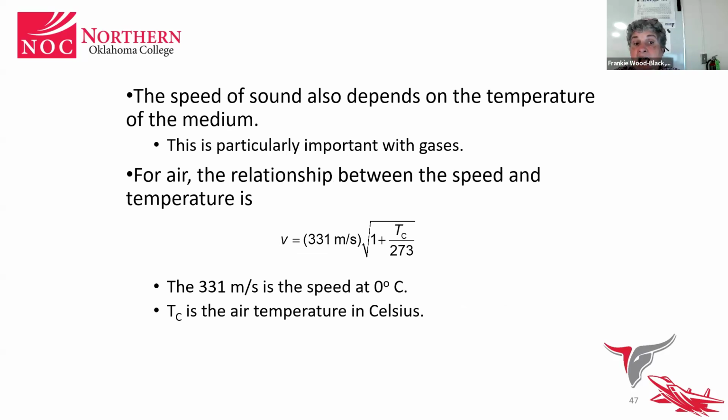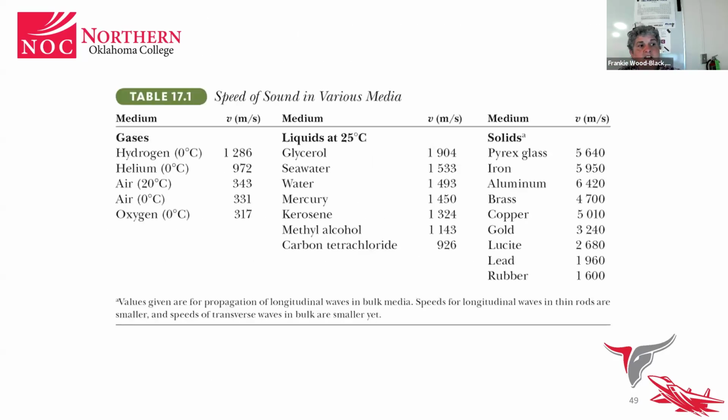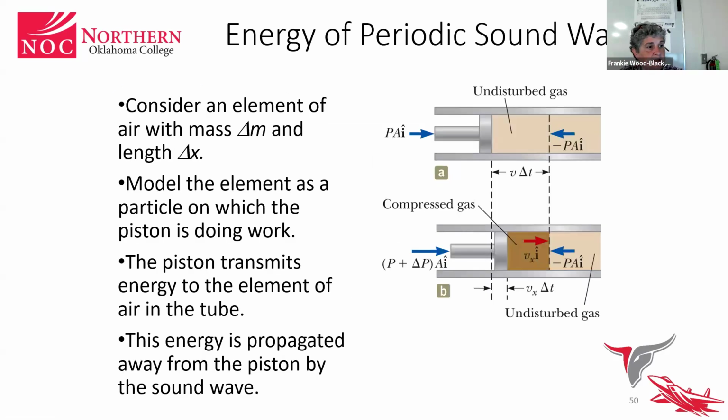So sound at 0 degrees C is 331 meters per second. Sound at room temperature is usually about 343 meters per second. And you can convert back and forth. I'm going to skip that. So there's the speed of sound in a variety of mediums, so that you can see those changes. And there's our air at 343 and our air at 0 degrees. So you've got those pieces.